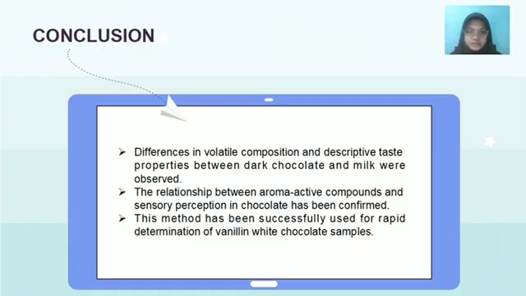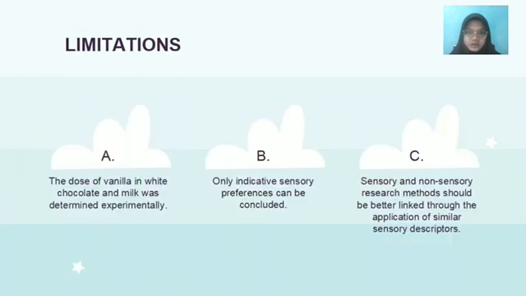In conclusion, differences in volatile composition and descriptive taste properties between dark chocolate and milk chocolate were observed. The relationship between aroma-active compounds and sensory perception in chocolate has been confirmed. This method has been successfully used for rapid determination of vanillin in white chocolate samples. Among the limitations of the current study is that vanilla dosage in white chocolate and milk chocolate was set experimentally.